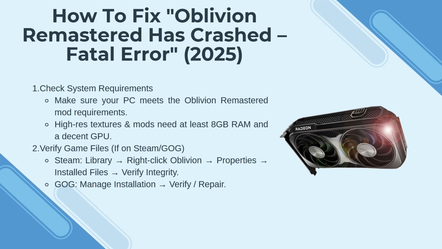Hi everyone, so here's how to fix your Oblivion Remastered Has Crashed a fatal error. So first is you want to check system requirements. So you want to make sure your PC meets the Oblivion Remastered mod requirements. High resolution textures and mods need at least 8GB RAM and a decent GPU.